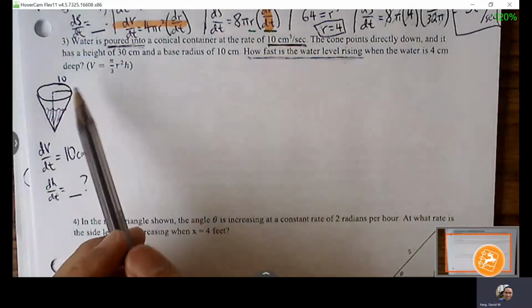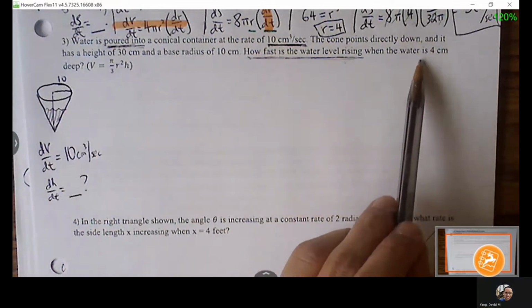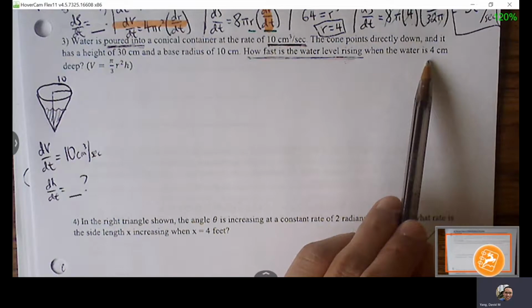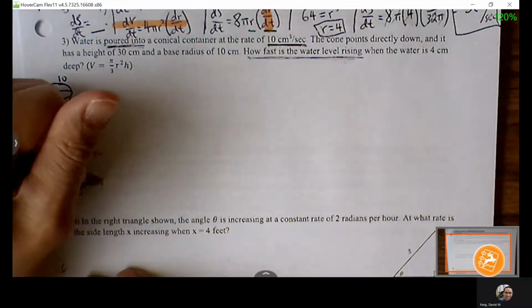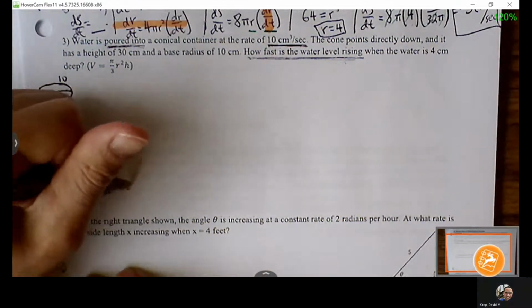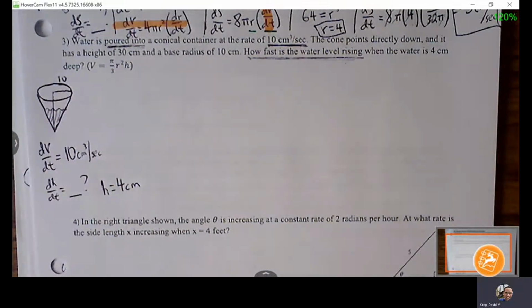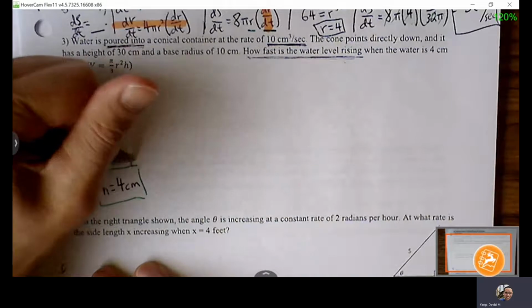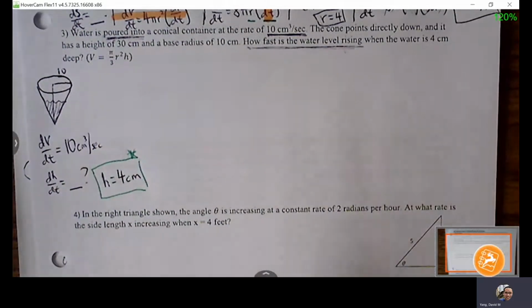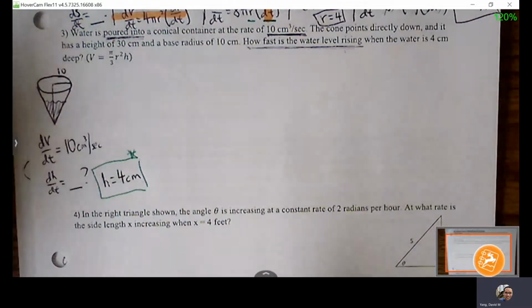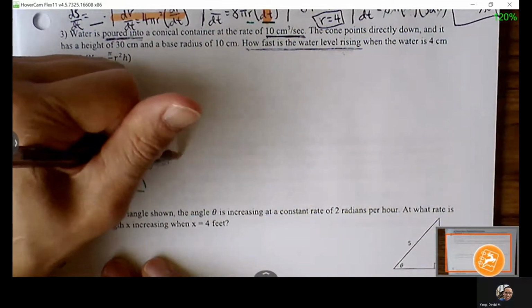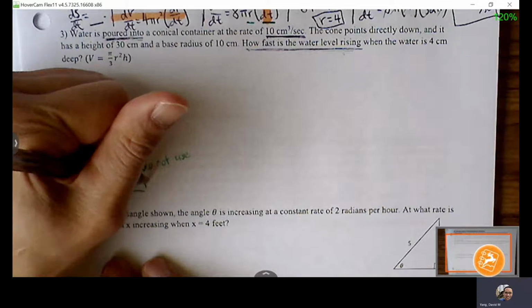When the water is 4 centimeters deep. What is 4 referring to? The height, okay. All right, put a box around this value. This is a cause for a lot of mistakes here. What we want to make sure that we do is we don't want to touch this, okay? Do not use until end of problem.